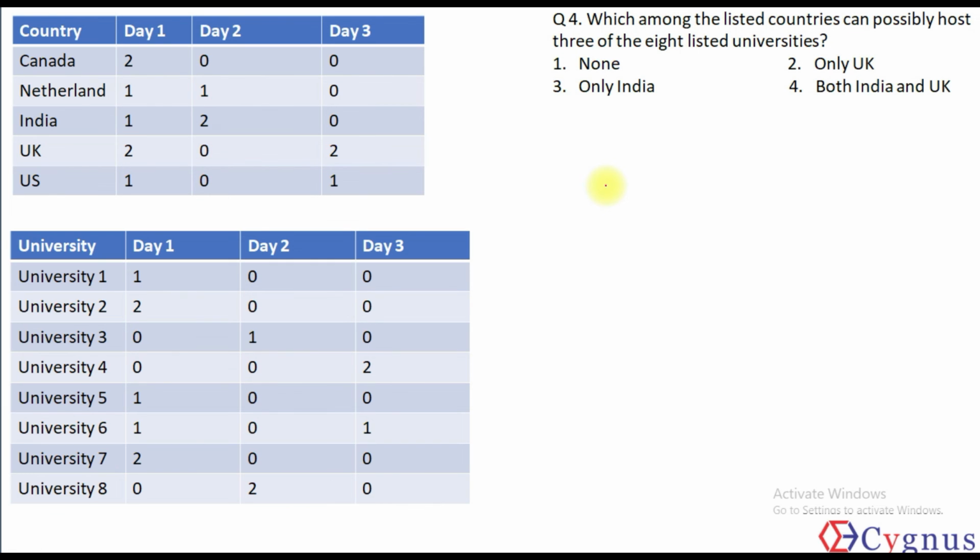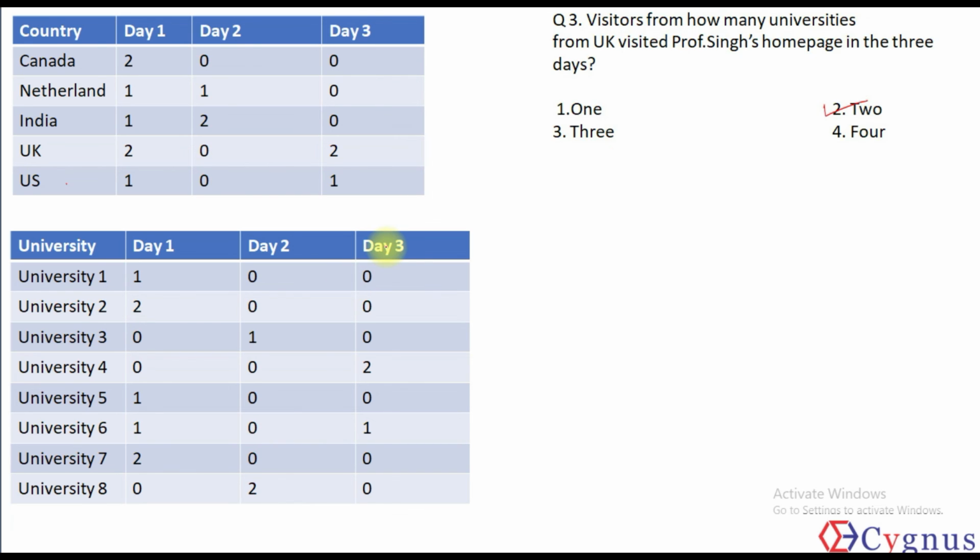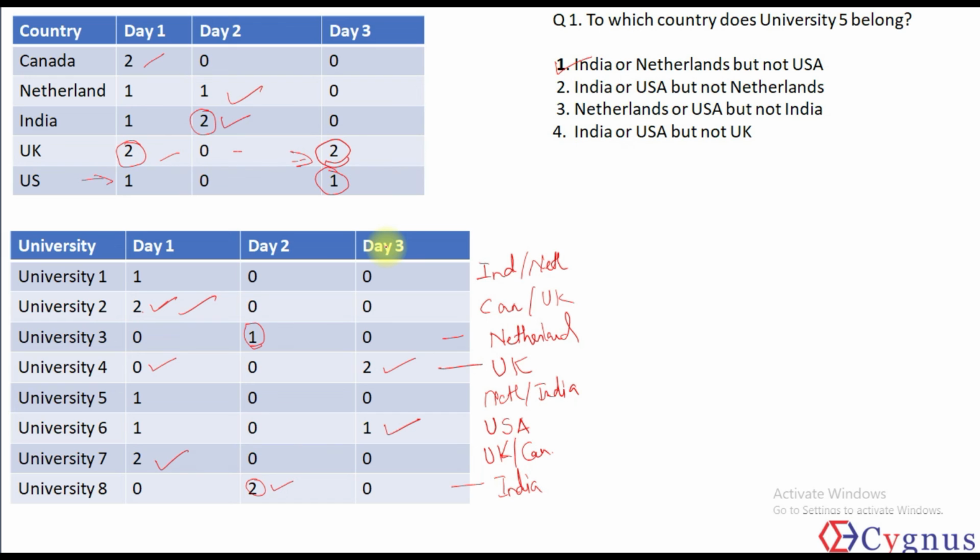Okay, let's look at the last question. Which among the listed countries can possibly host 3 of the 8 listed universities? Now, if you look at this table, none of the countries will have 3 universities. India, how many cases? This one and this one. 2 possibilities. Canada, there is only 1 possibility. Netherlands, there will be 2 possibilities, University 1 and University 3, or University 5 and University 3. Similarly, for UK, there are 2 possibilities. USA, there is only 1 possibility.